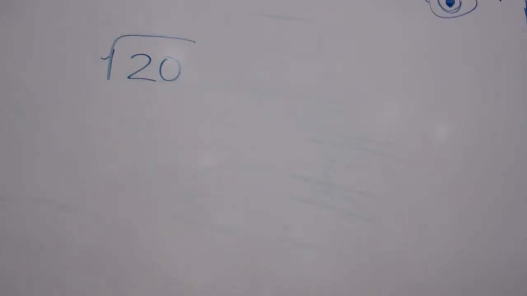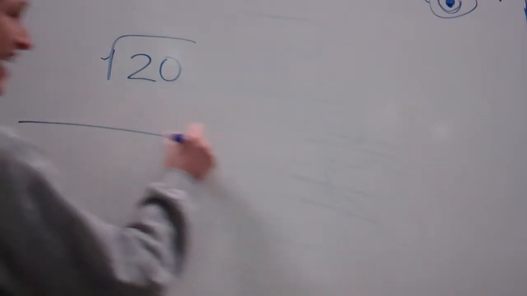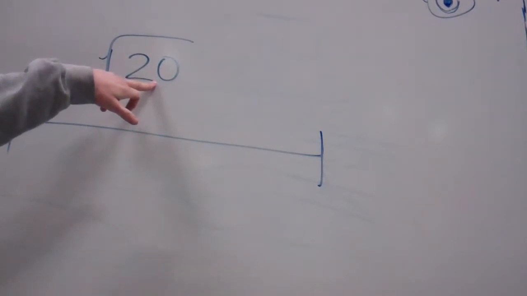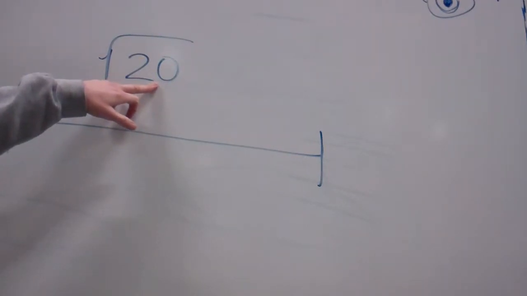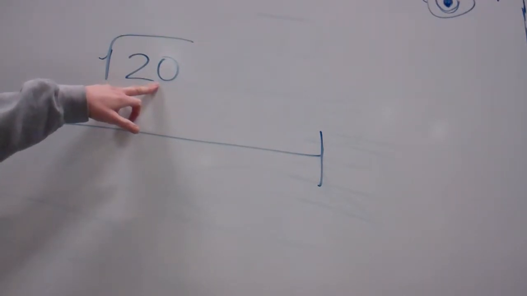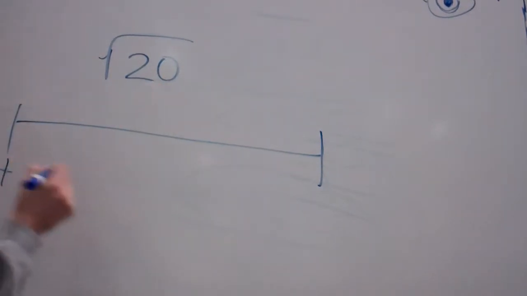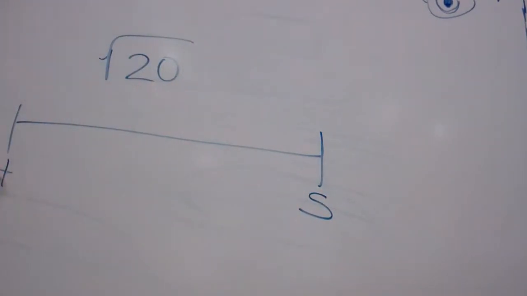Okay, so check this out. Between which two whole numbers? 4 and 5. Okay, so here's what I want you to see. What is 4 times 4? The square root of 16, right?